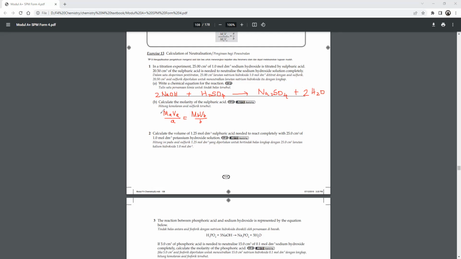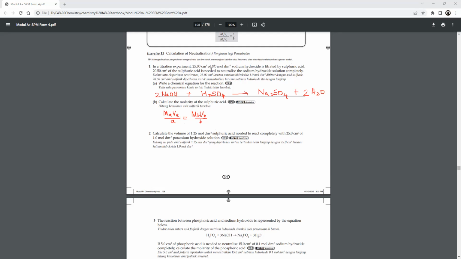Okay. MA. I call this one A, this one B. So MA, molarity of A, is sodium hydroxide. Sodium hydroxide is 1 and 25, right? 25 of 1 mole of sodium hydroxide is titrated with the sulfuric acid, 20.5, right? So find the molarity of acid.